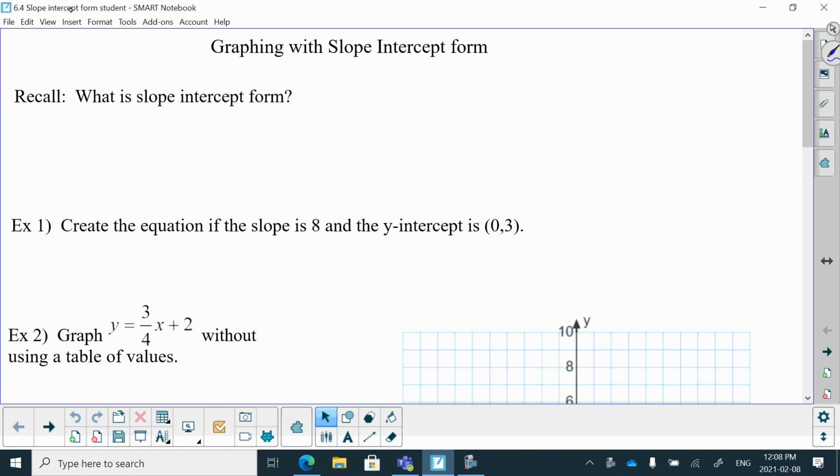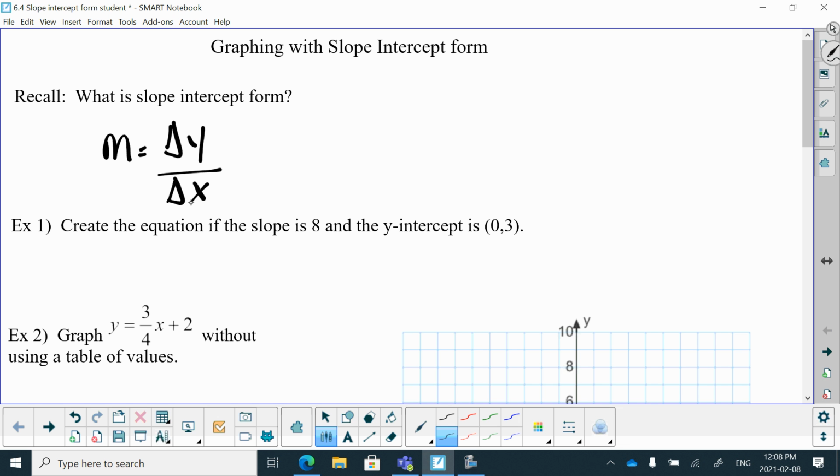Okay, welcome to graphing with slope-intercept form. What is slope-intercept form? Ah, that's slope. Perfect. So our slope is the change in y over the change in x, rise over run. That is slope. But what is slope-intercept form, when we graph, that we did last day?